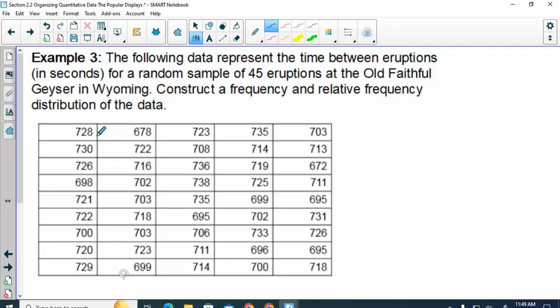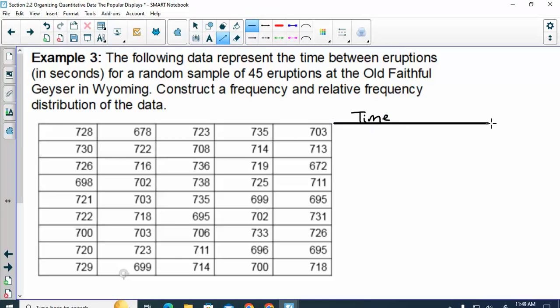Okay, so this is just the number of seconds. Could I do every one of these times individually? Yes. Are very many of them repeated? No, so that really wouldn't make much sense. So instead we could group them together. Okay, so I need frequency and relative.